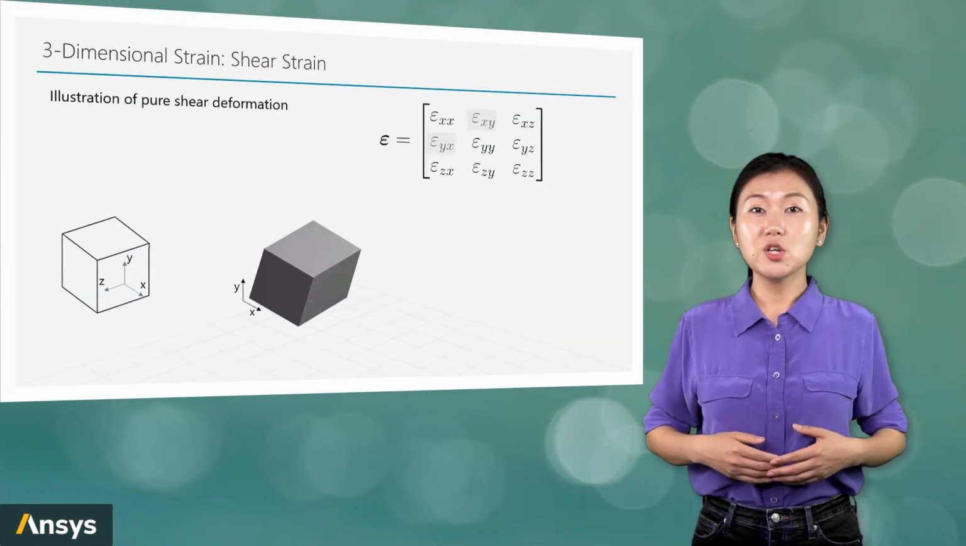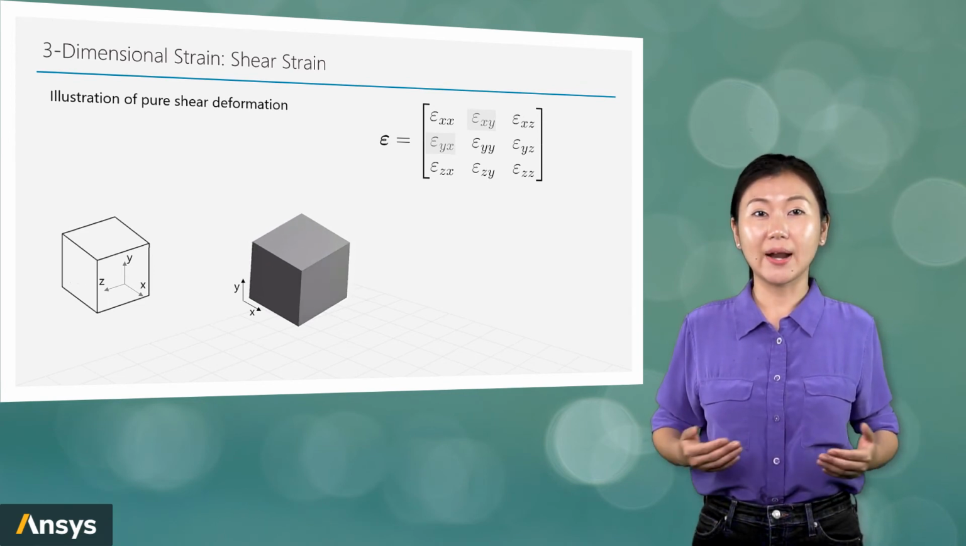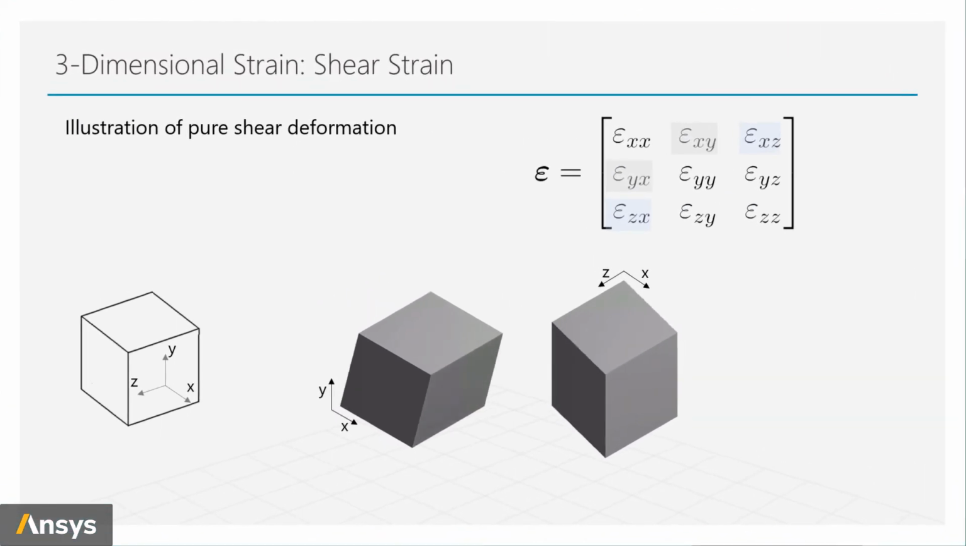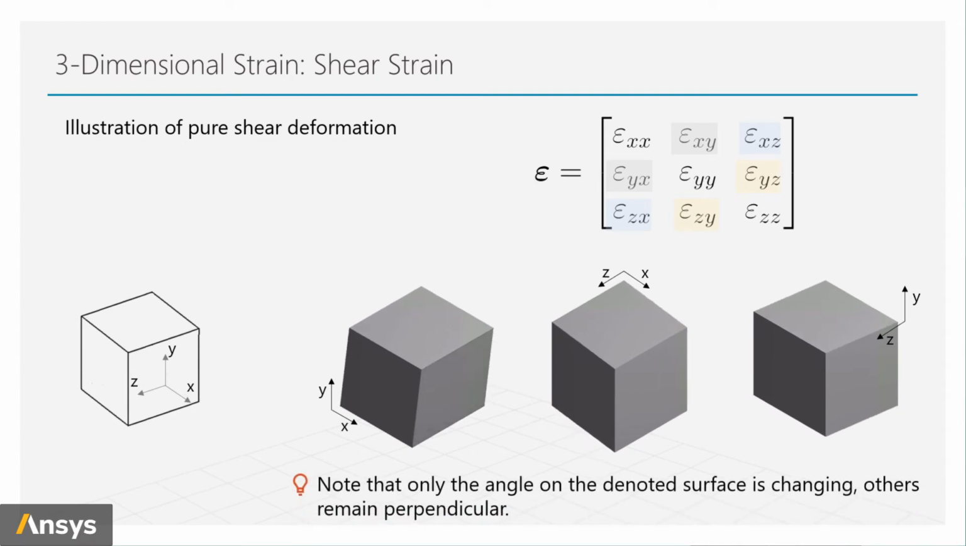Let's have a vivid view of what kind of deformation these shear strain components are representing. So for pure shear deformation on the xy surface, you can see that only faces on the xy plane are having a changing angle. For all the other faces, the perpendicular corners are retained. Same thing for shear deformation on the yz surface and xz surface. So after the discussion of the 9 components, we should have a clear view of the physical meaning of the strain tensor. We know that in 3D space, strain characterizes a deformation by normal and shear parts.